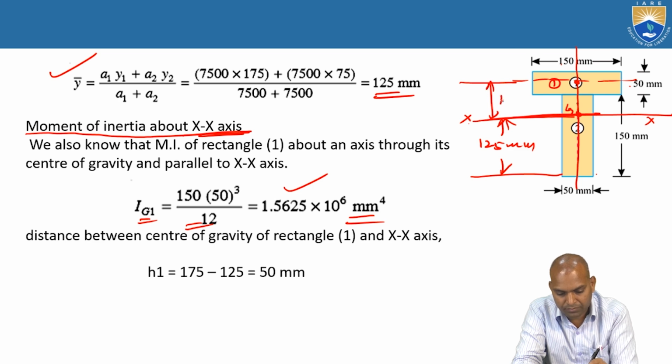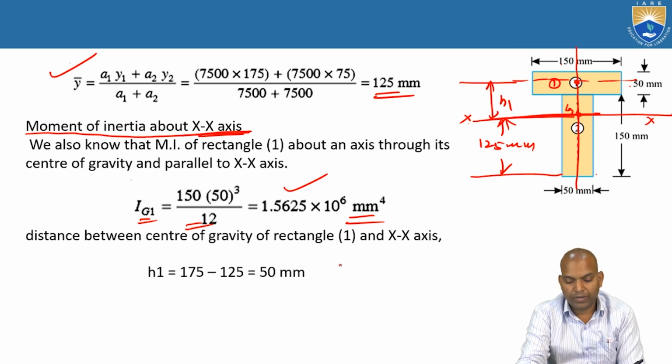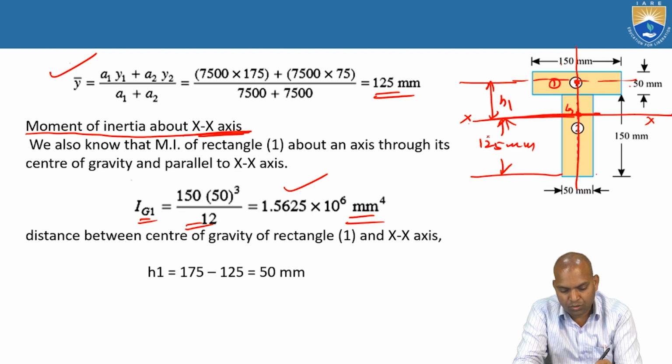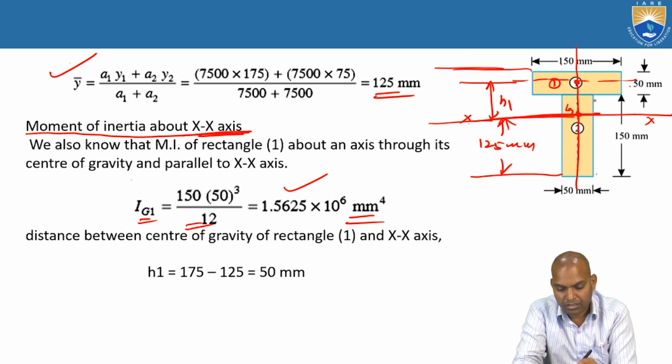This is the H1. How to find out the distance H1? This is the distance H1. How to find that? This is 125 millimeters from top, and from bottom it is 125. From top, how much is this distance? Here it is 125, that is 25, and this distance is 25 plus 50. This is 75 millimeters.